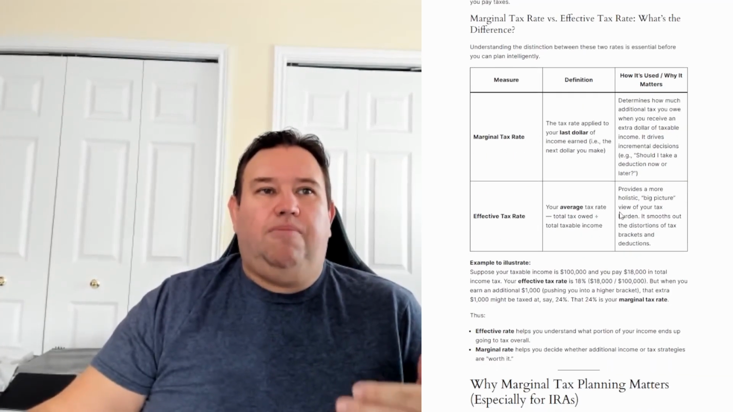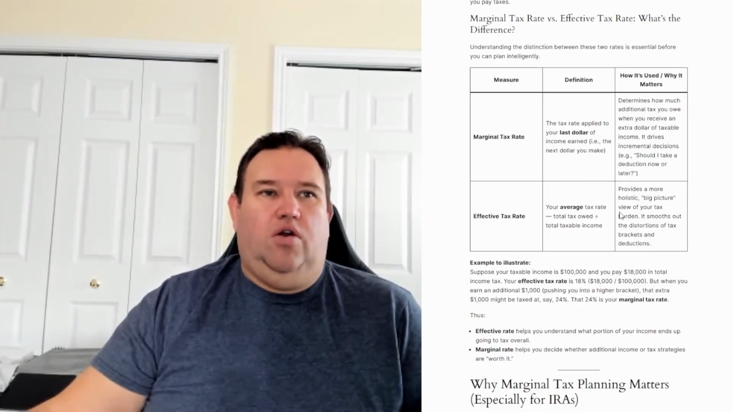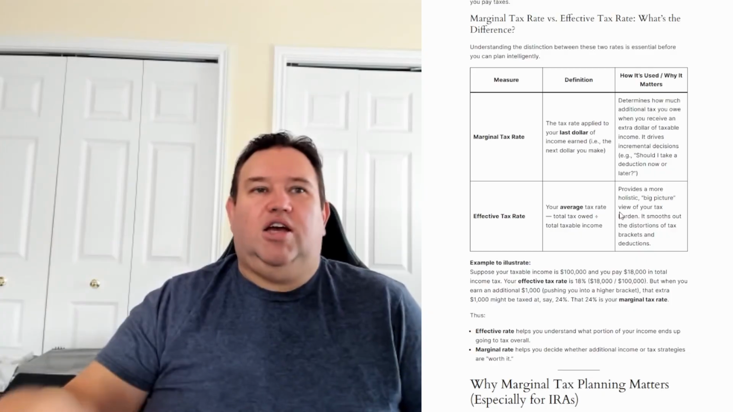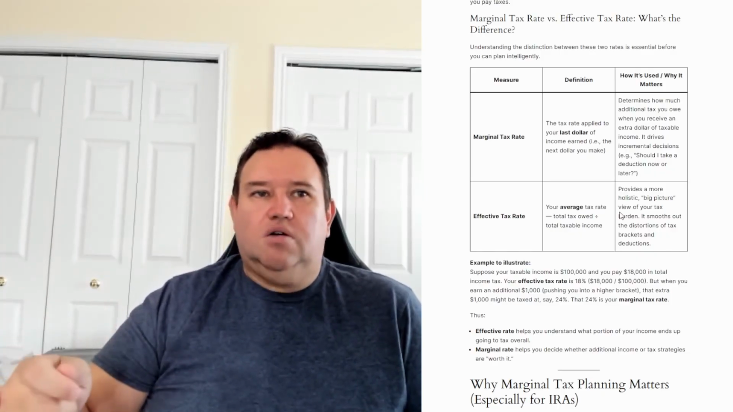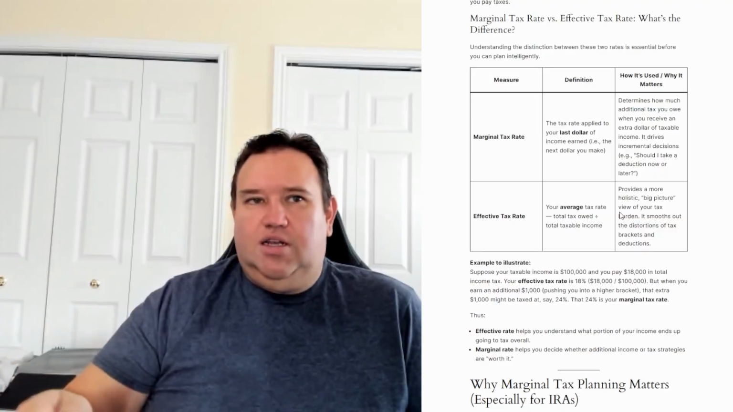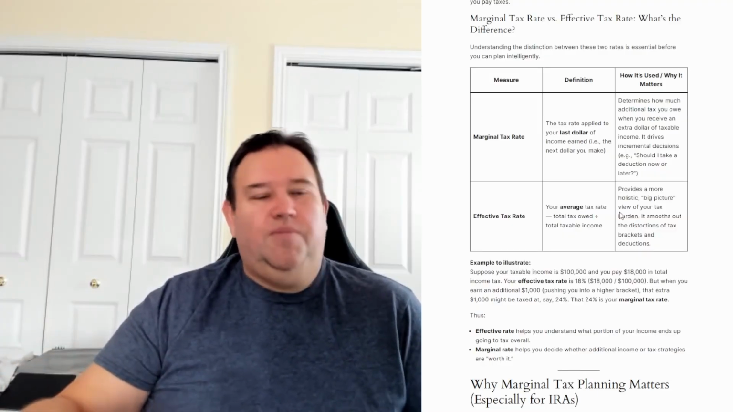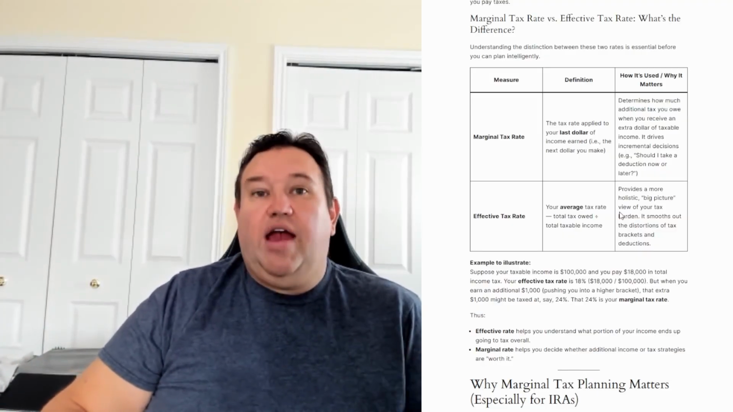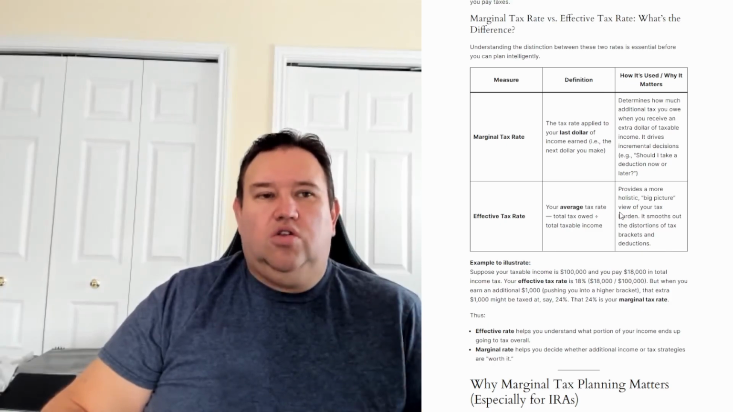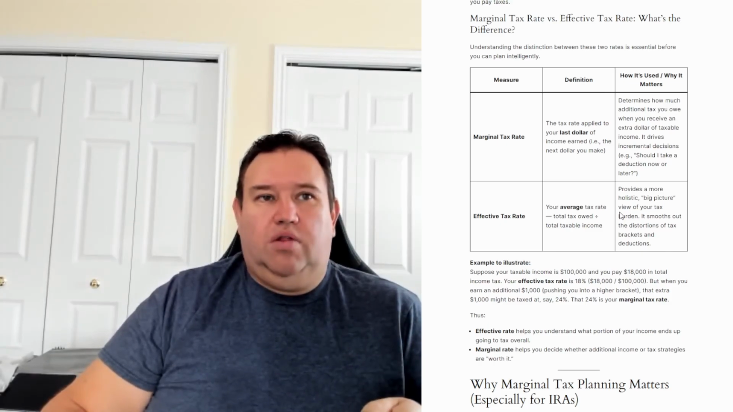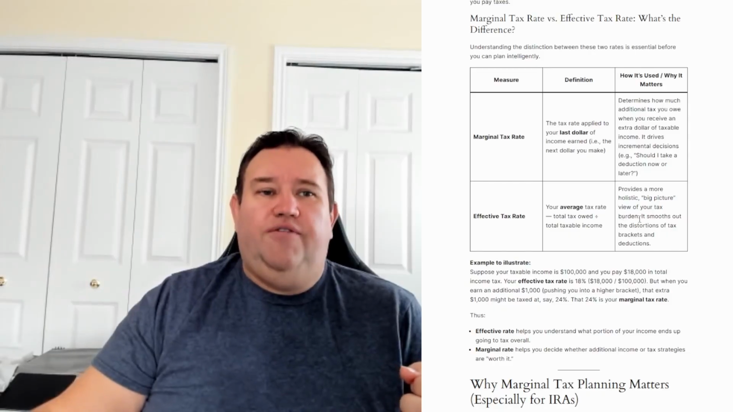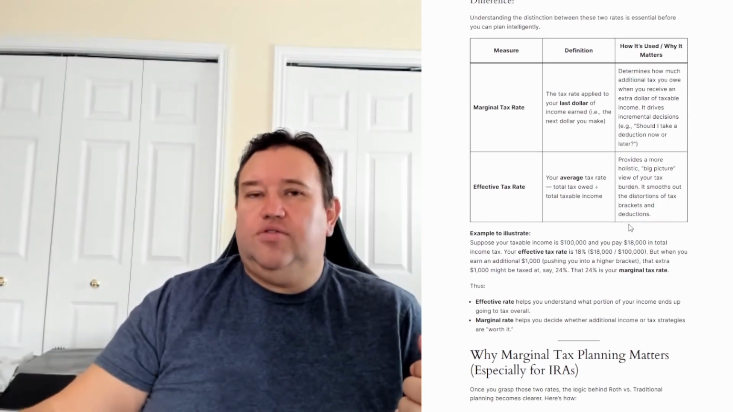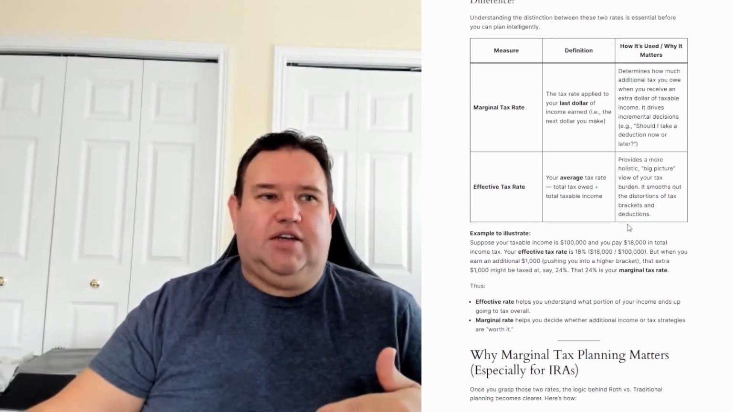The tax rate applied to your last dollar earned is your marginal tax rate. It determines how much additional tax you owe when you receive an extra dollar of income. It drives incremental decisions: should I take a deduction now, or maybe wait until later? Your effective tax rate is your average tax rate. It's the total taxes owed divided by your total income. This provides a much more holistic view of your tax burden. It smooths out the distortions of the tax bracket deductions.